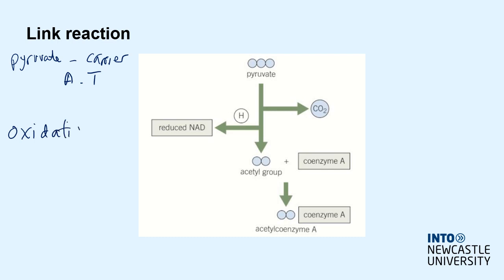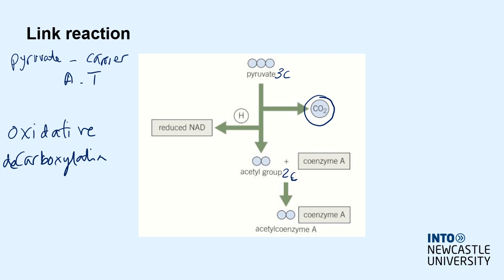oxidative decarboxylation. So we are going to remove a carbon dioxide. So we've got 3 carbons in pyruvate, and at the end of the link reaction, from the original glucose, we've got a 2 carbon group called an acetyl group, like this.